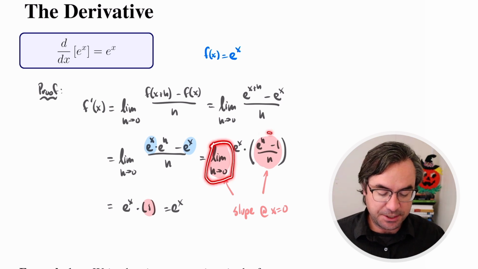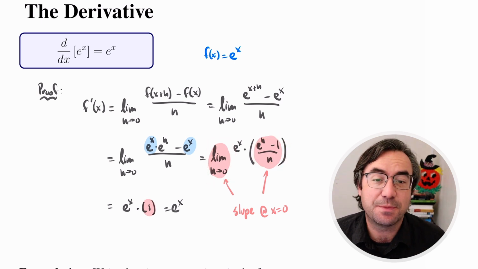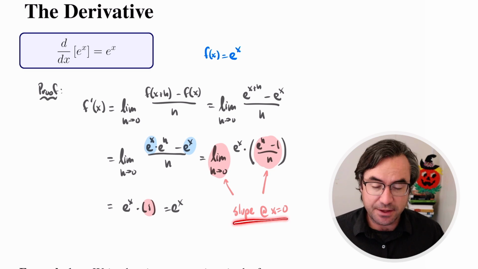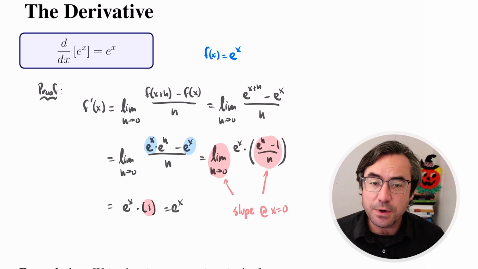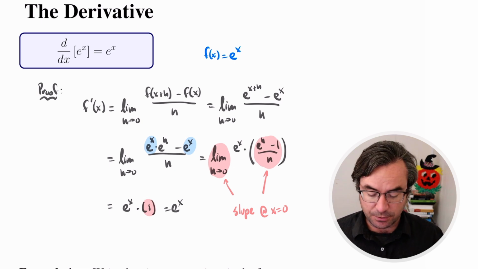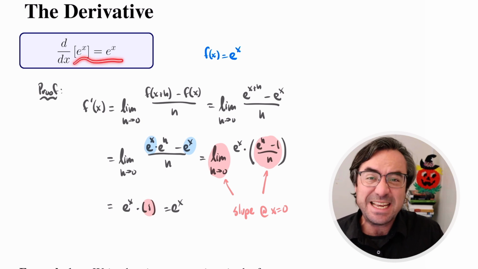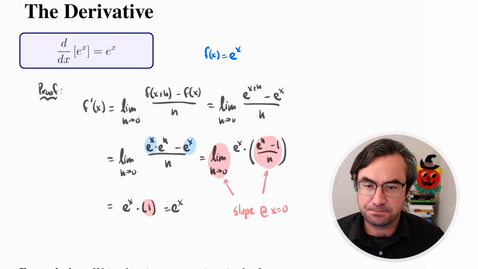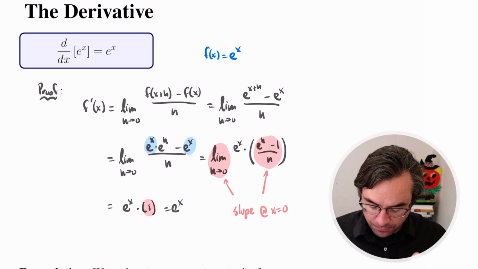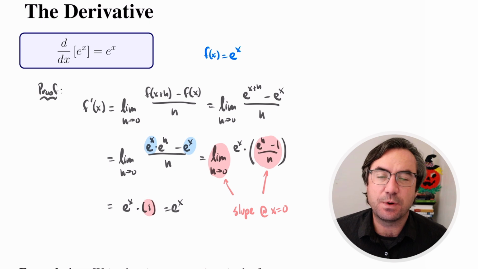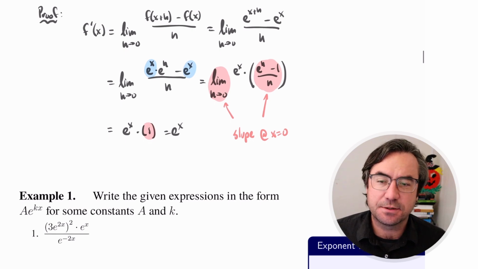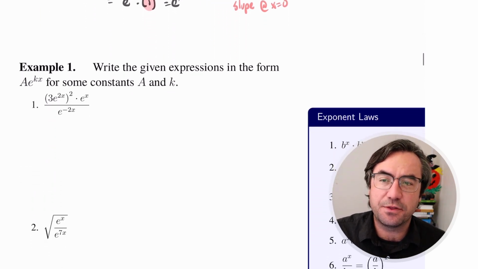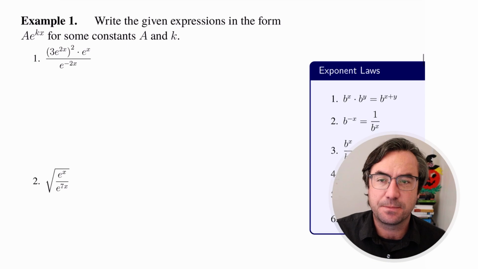So the limit as h goes to 0 of this e to the h minus 1 over h, those two things together are telling us what the slope of our curve is. And we know what our slope is at x equals 0. It's equal to 1. So this e to the x function is special. So before we go on and do derivatives with it, I want to practice rewriting, working with this special exponential function.